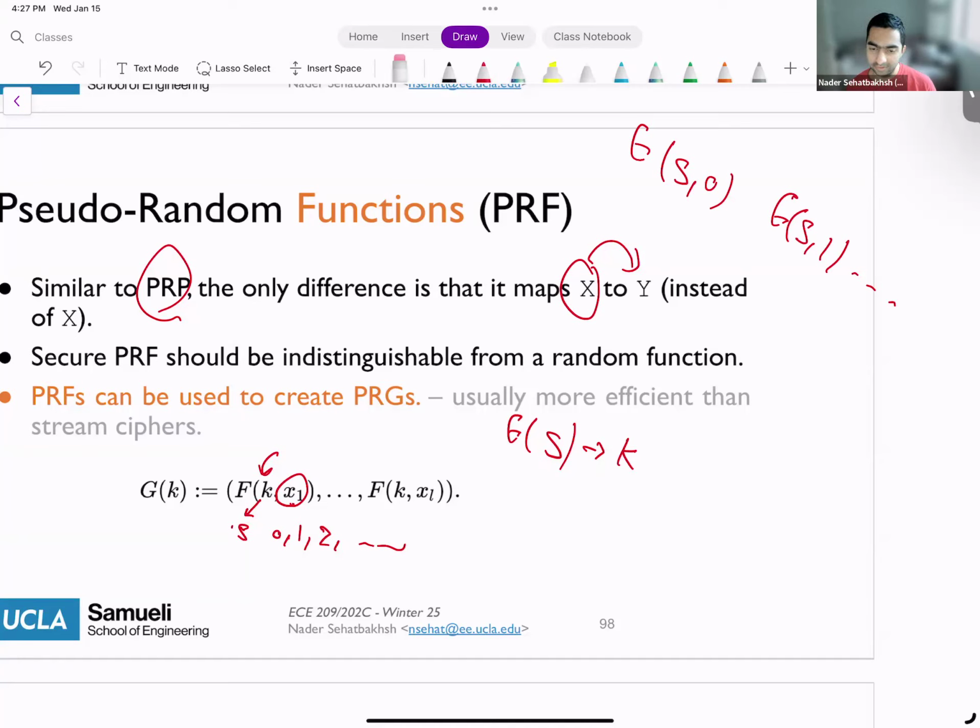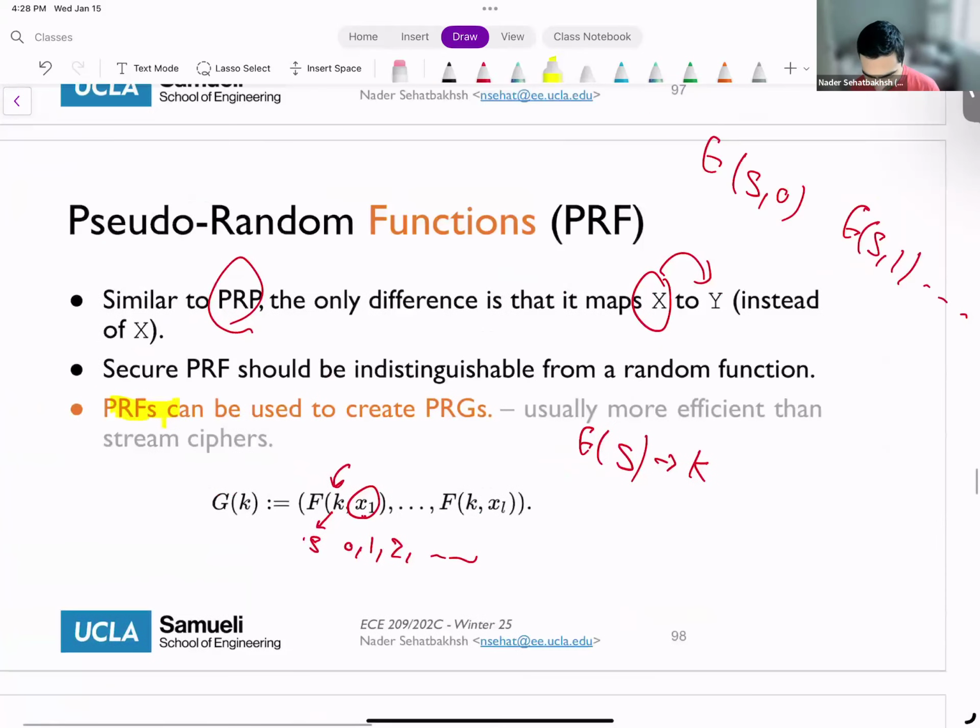What's the benefit of this? Why do we want to use PRFs and not PRGs? It's mainly because PRFs are very, very fast. We know very fast PRFs that are significantly faster in terms of execution time and so on than PRGs. That's why we rely on PRFs and not PRGs. Okay.